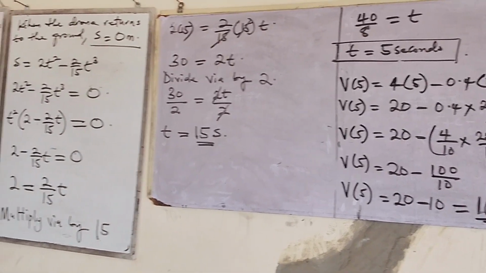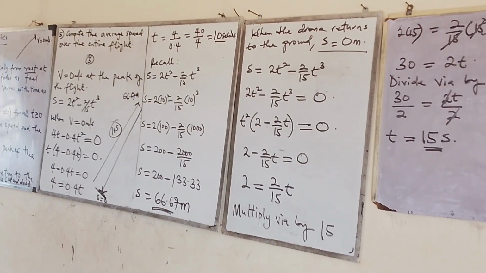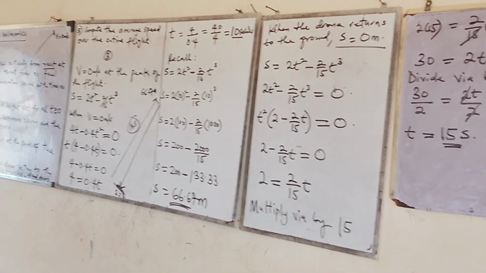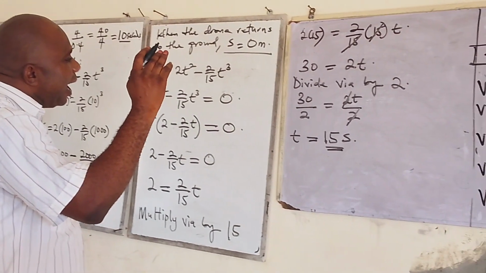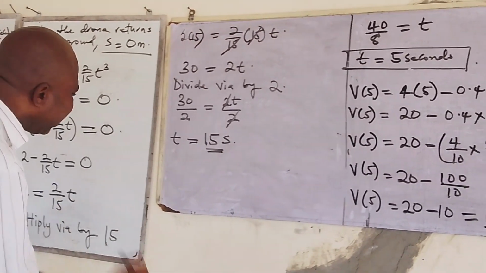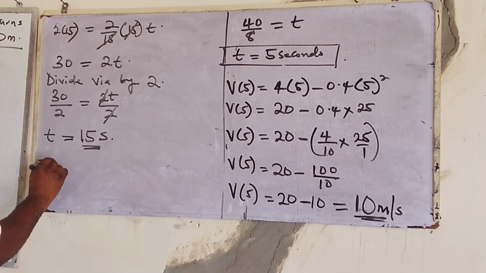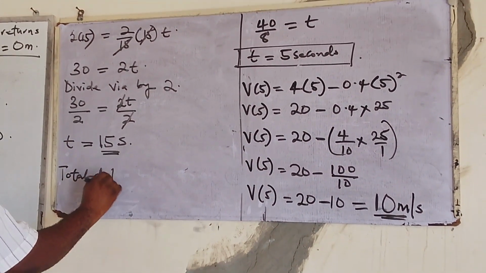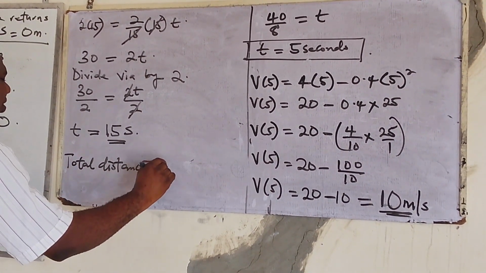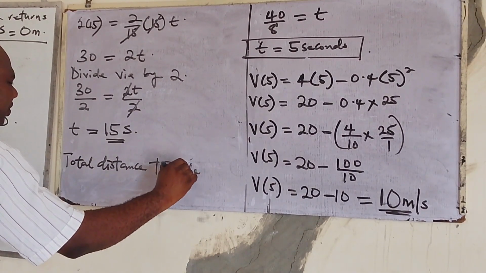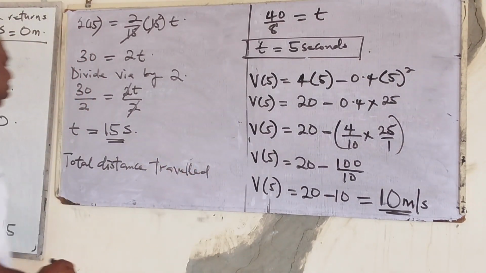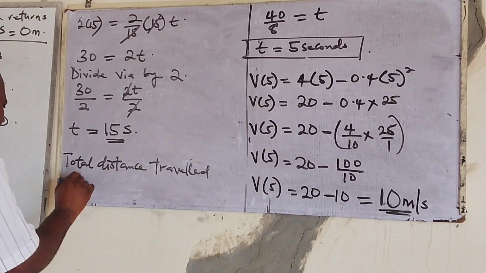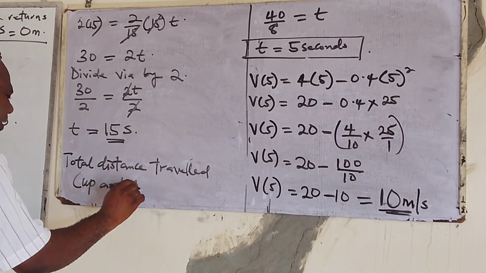Now remember what they asked. They say find the time when the drone returns to the ground and the total distance traveled up and down. Now let's look at the total distance traveled up and down. So now we're trying to get the total distance traveled up and down.